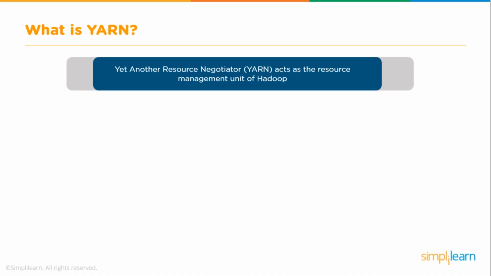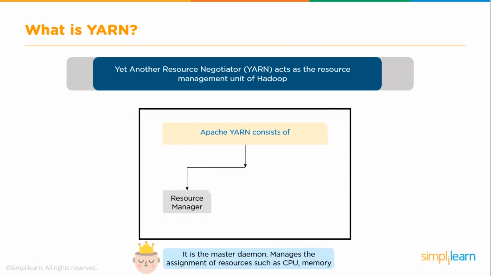YARN is the resource management layer, or the processing layer, of Hadoop. We discussed that HDFS is for storage and MapReduce is one of the ways to process the data, but who takes care of the resource allocation? Who takes care of negotiating the resources across your cluster on multiple machines? That is what YARN specializes in doing. YARN, the processing layer, has a master called the resource manager. This is the replacement for the master in Hadoop version 1, which was called the job tracker. Your resource manager, at a higher level, manages the assignment of resources such as CPU, memory, and your disk.